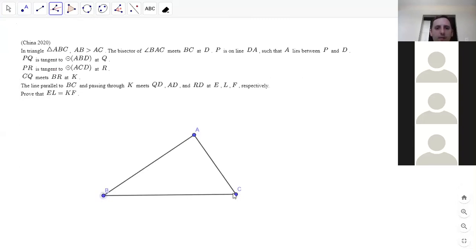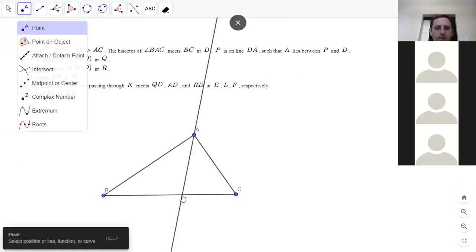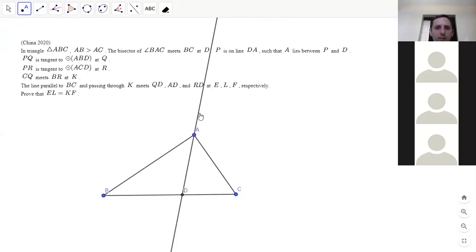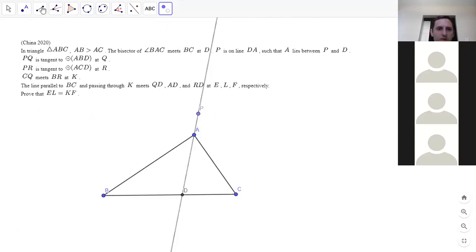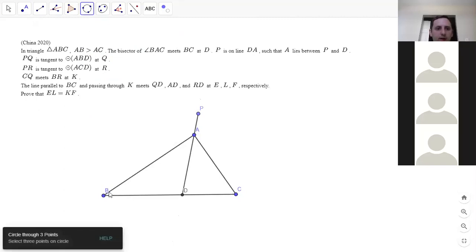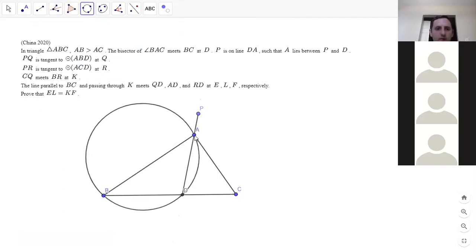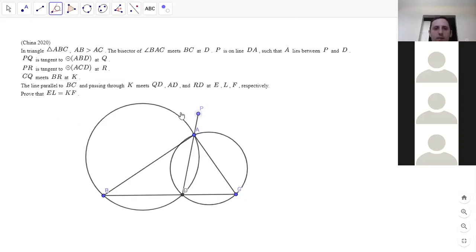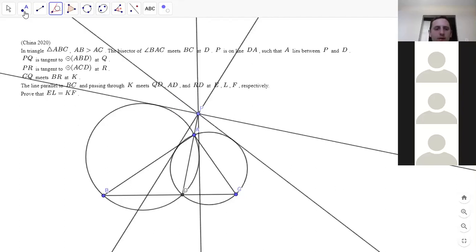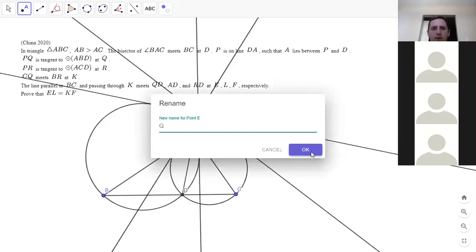So we draw the angle bisector and it meets BC at a point D. And then P is a point so that A is between P and D. So like that. And then I draw the circumcircles of ABD and ACD. And I draw the tangents from P to those two circles. So P lies on the radical axis of those two circles. So the tangents are going to be the same length, right? So this is Q. And this is R.